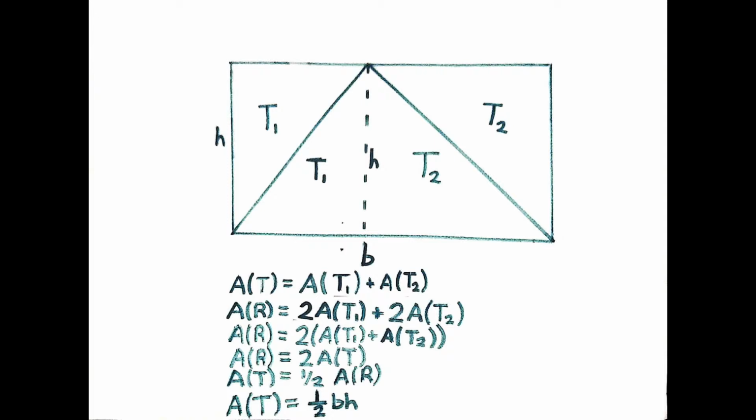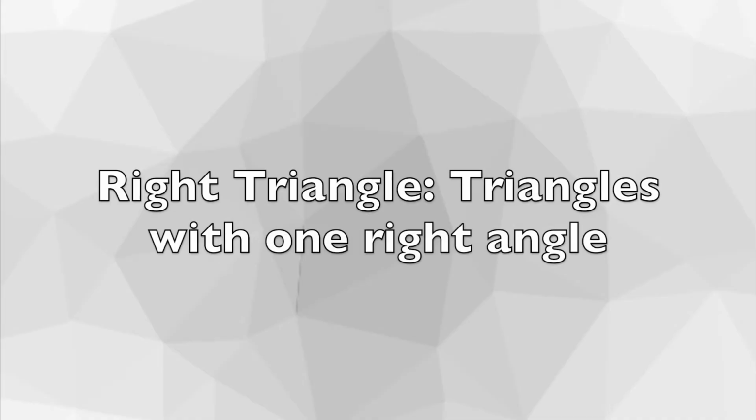This is the same as 2 times the area of our original triangle T. Dividing by 2, we now have that the area of our original triangle is 1/2 the area of our rectangle. If you recall from our previous formula, the area of the rectangle is simply the base times the height. So this means that the area of the triangle is 1/2 times the base times the height. This works regardless of which side we use as the base.